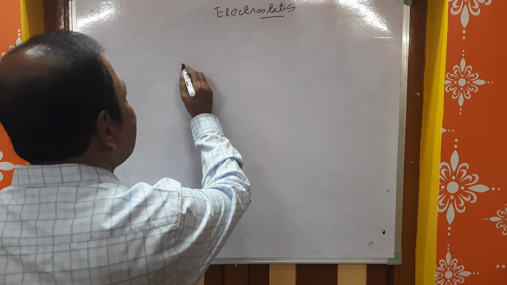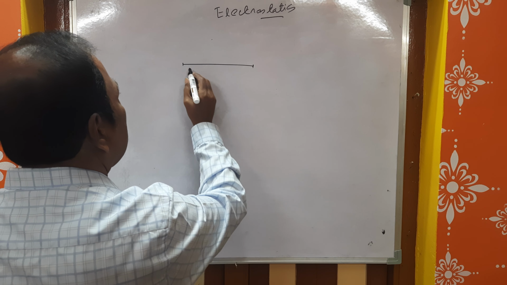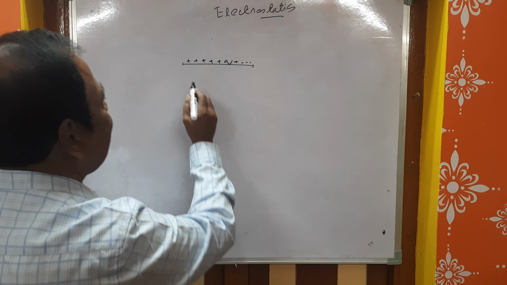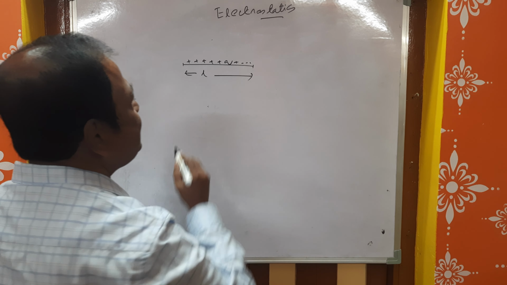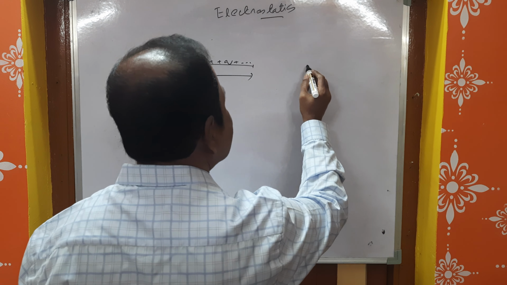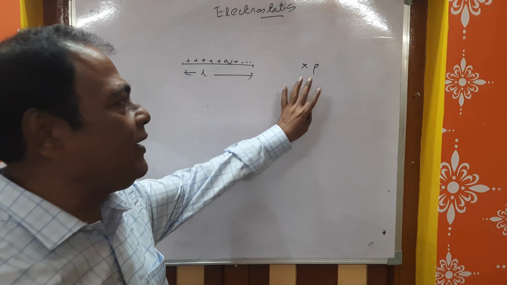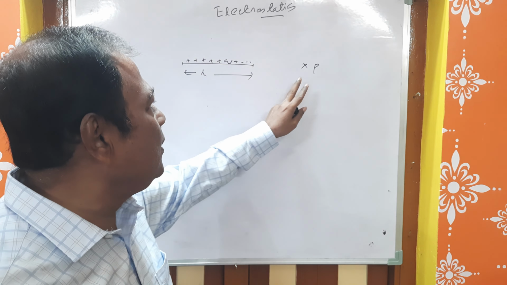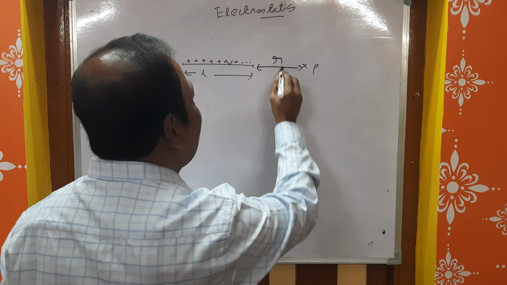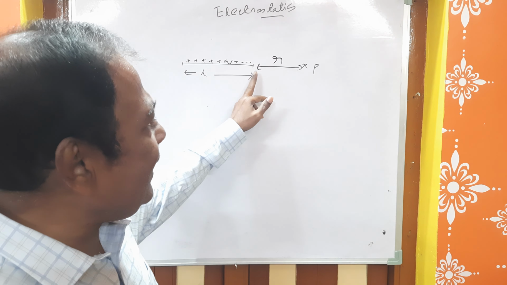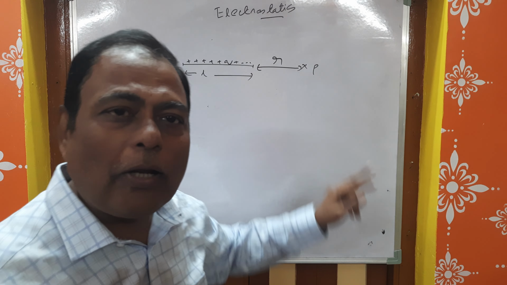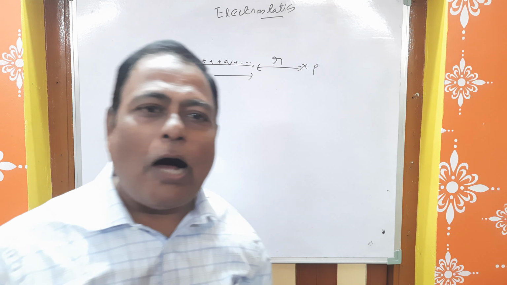This is the rod. This plus Q charge is distributed here. The length of the rod is L. I have to find the electric field intensity at point P, which is at distance R from one end of the rod. I think that is clear. So how to do this problem?